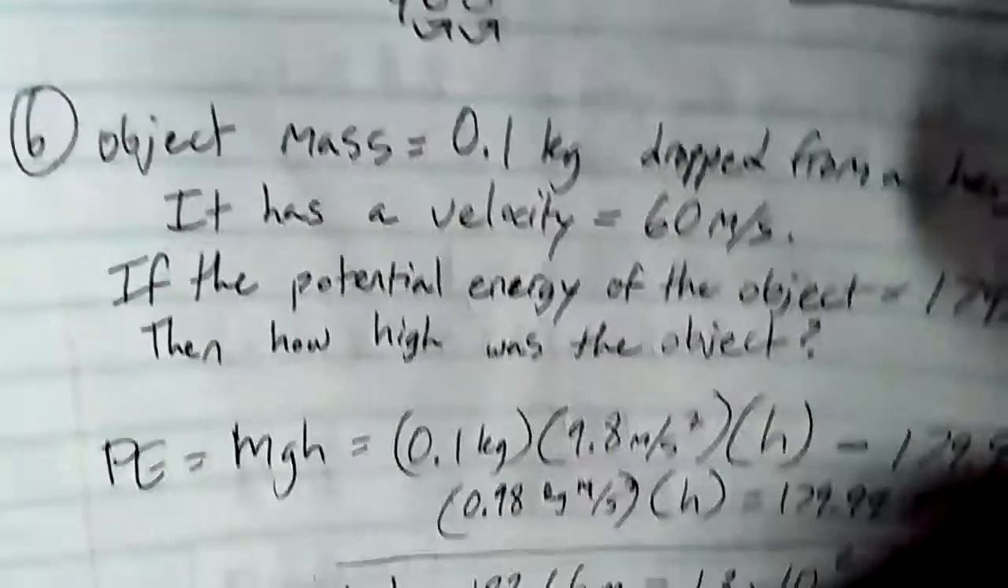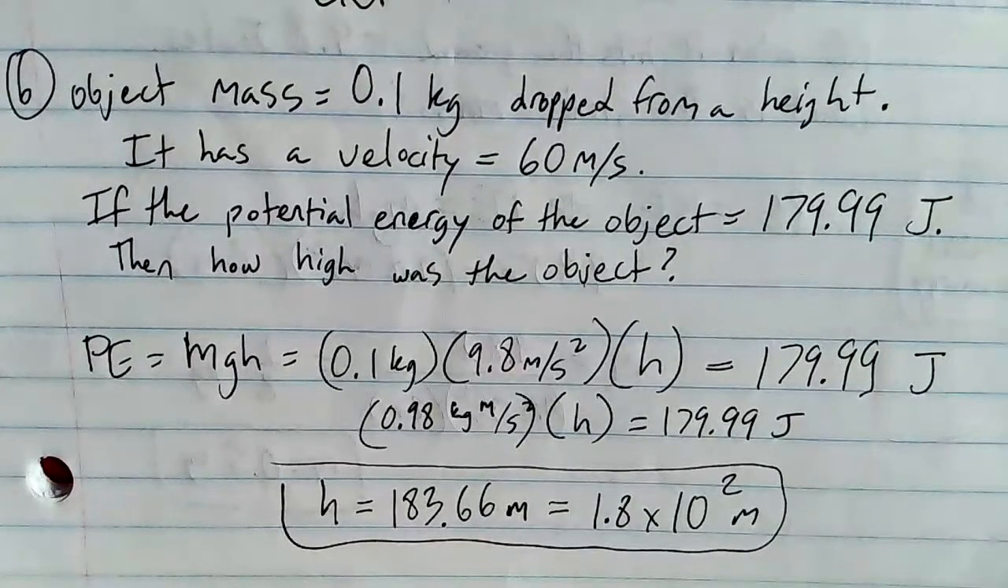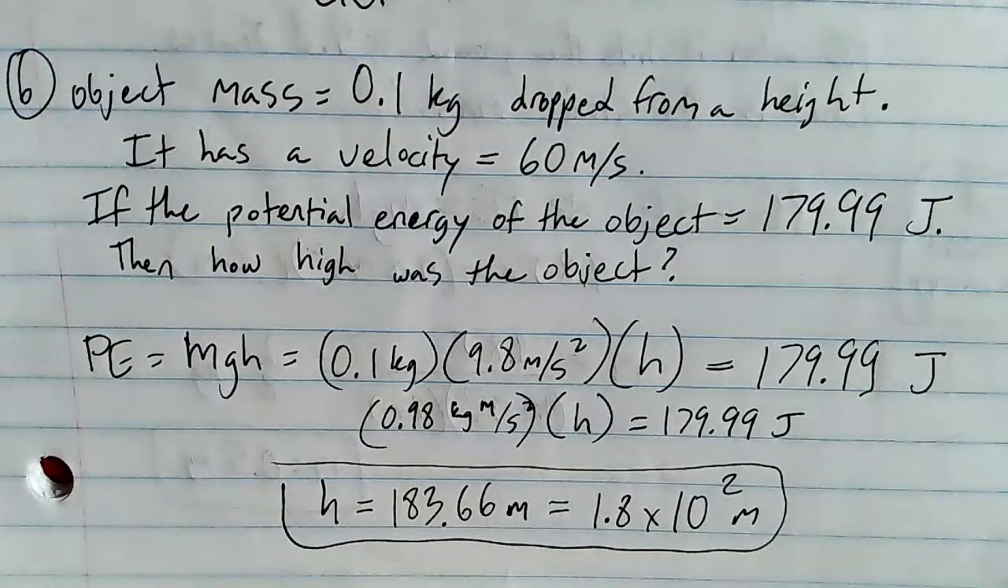And then we have next question, number 6 on the teacher questions. We have an object of mass 0.1 kilograms or 100 grams, but we'll change it to kilograms for now. And it's dropped from a certain height. It has a velocity of 60 meters per second. If the potential energy of this object is 179.99 joules, how high was the object when it was dropped?